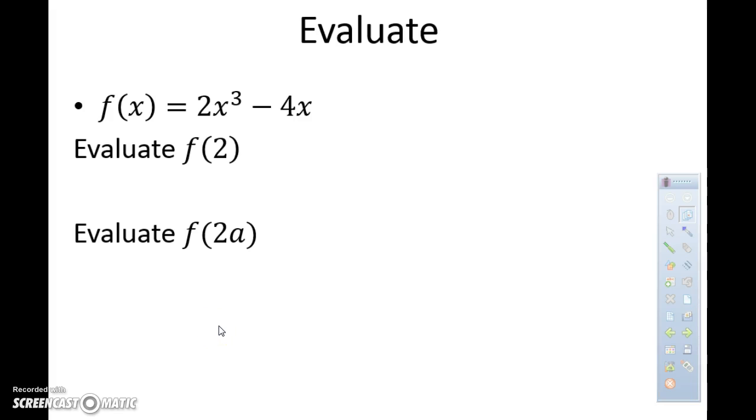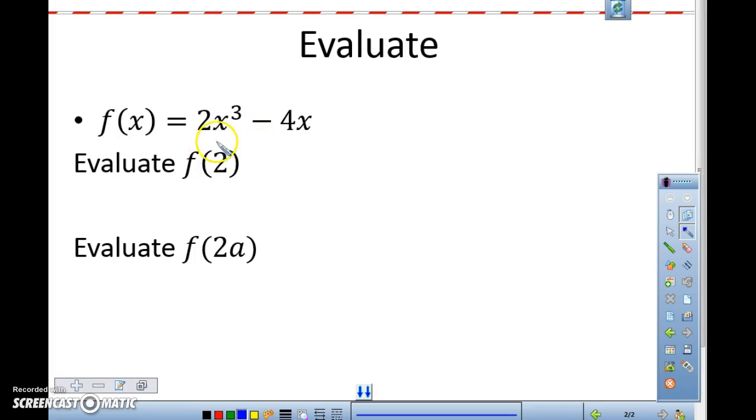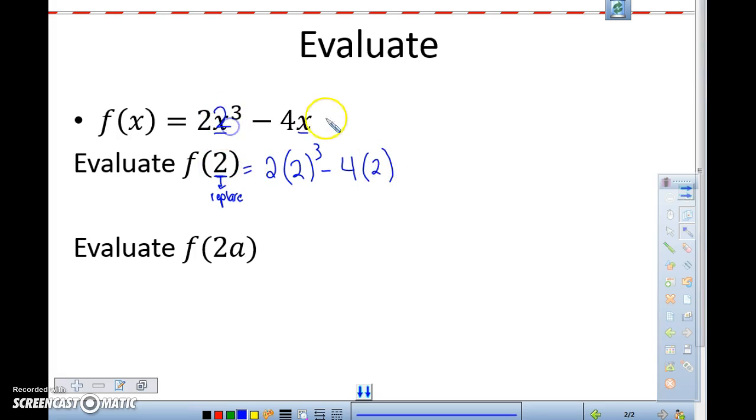Okay, we're going to evaluate, which means replace. So if we have this function and we want to find f of 2, this does not mean f times 2. It means that we're going to take this 2 and replace all of our x's. So we would have 2 times 2 cubed minus 4 times 2. I'm taking this 2 and putting it in place of the x's.